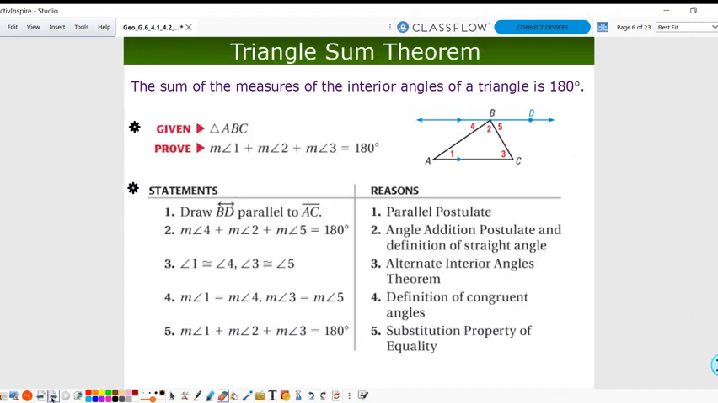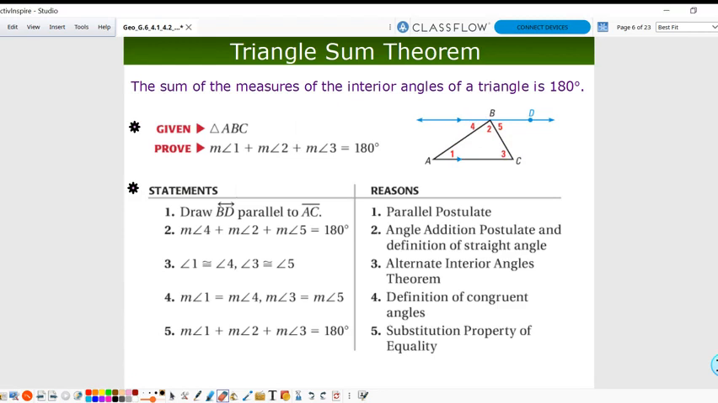We have a triangle sum theorem. The sum of the measures of the interior angles of a triangle is 180 degrees. So we're given that we have a triangle ABC, and we want to prove that the measure of angle 1 plus the measure of angle 2 and the measure of angle 3 will add up to 180.